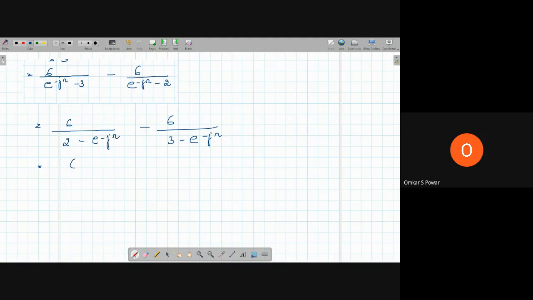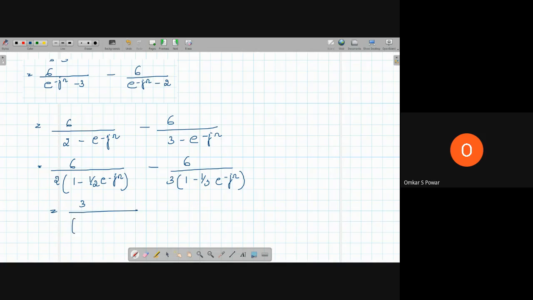So what I will do, you observe here, 6 divided by 2 into (1 minus half e power minus j omega). I have taken 2 outside because I have to express in terms of 1 by 1 minus a e power minus j omega. And here in the denominator again, 3 I will take outside: 1 minus 1 by 3 e power minus j omega. Then we can solve easily. So 2 ones are 2, 3 threes are 1: 3 divided by 1 minus half e power minus j omega, minus 2 divided by 1 minus 1 by 3 e power minus j omega.